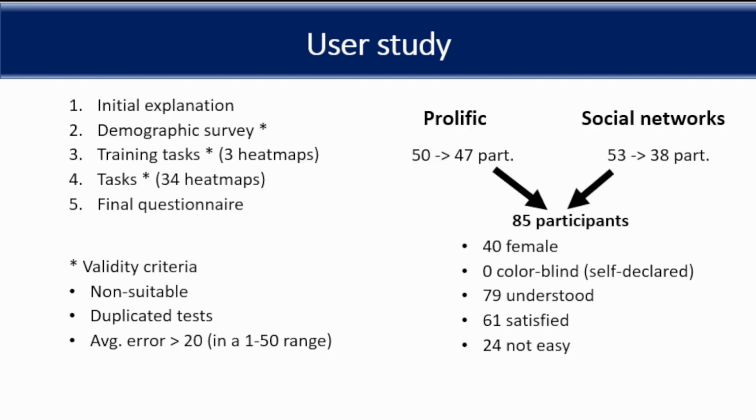We obtained 50 participants through Prolific and 53 through social networks. After cleaning, we got 85 participants, 40 females, and 0 of them were colorblind. 79 participants declared that they understood the experiment. 61 were satisfied with their performance, but 24 found the task not easy.